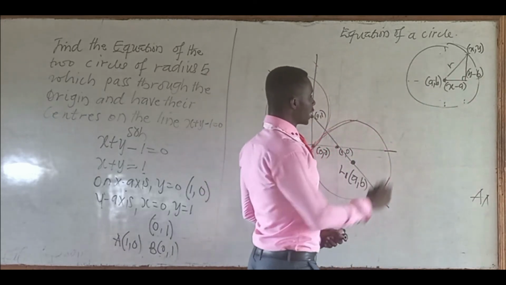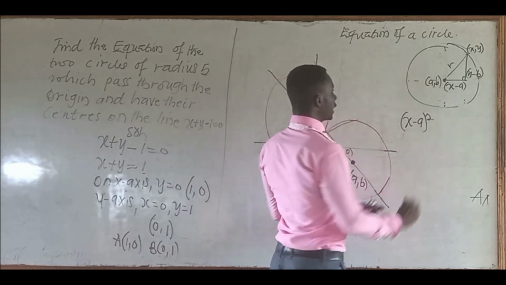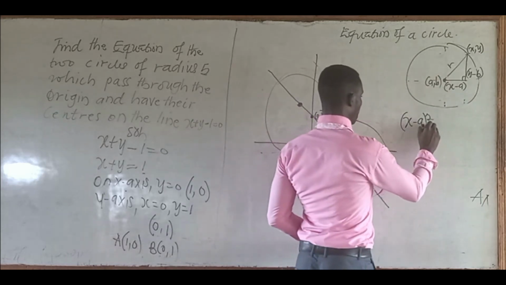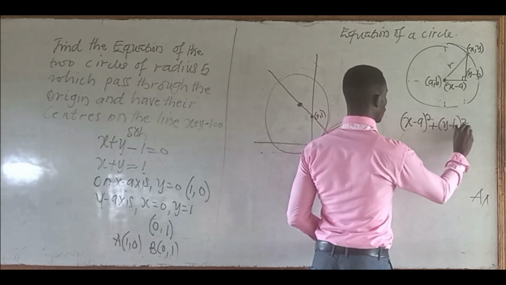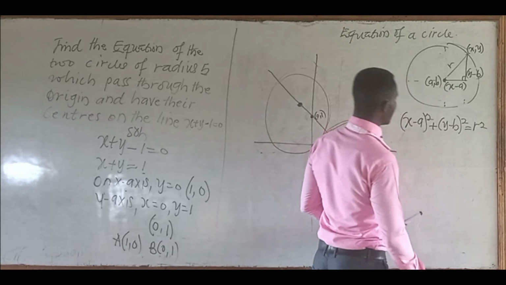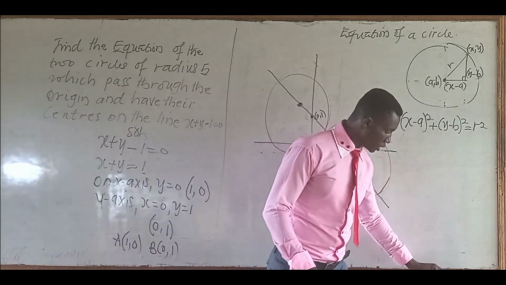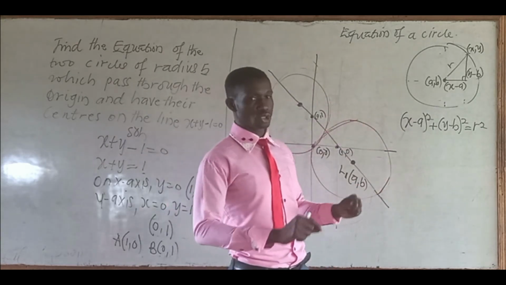And we are aware that x minus a squared, applying Pythagoras theorem to this right triangle, plus y minus b squared equals r squared. And this is the general equation of a circle, the standard equation of a circle. This equation represents the standard equation of a circle.